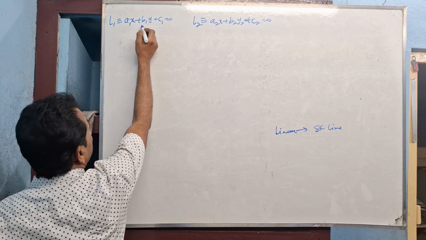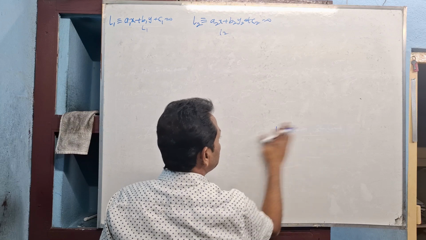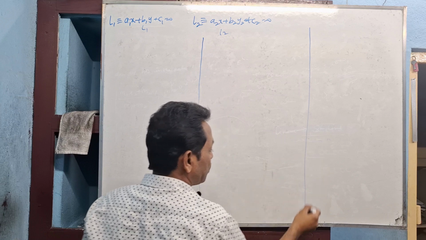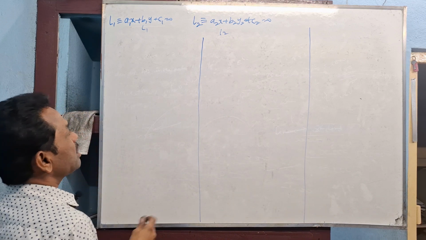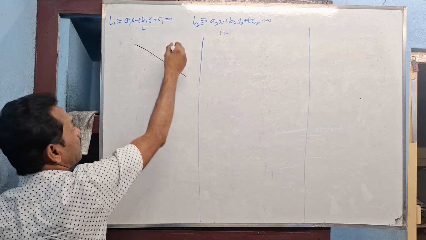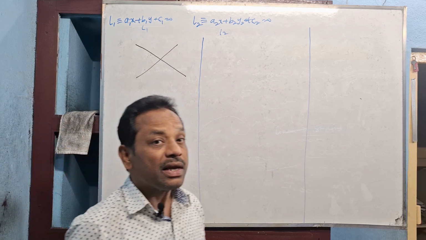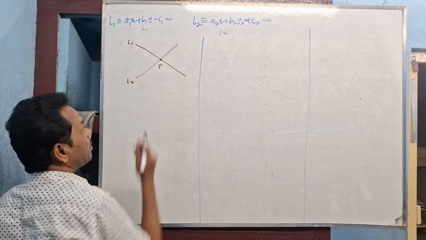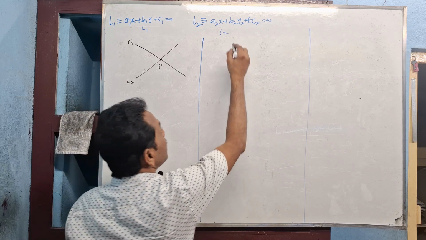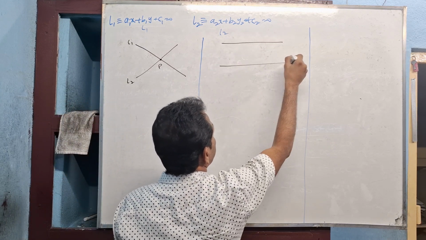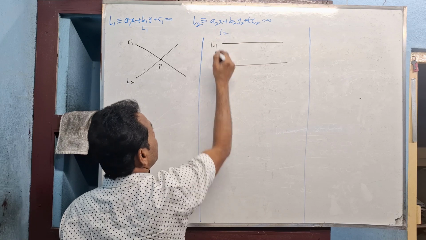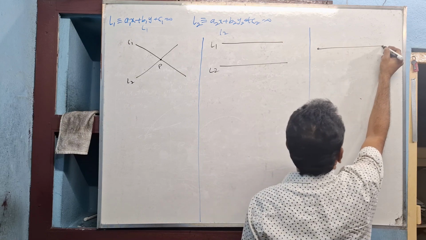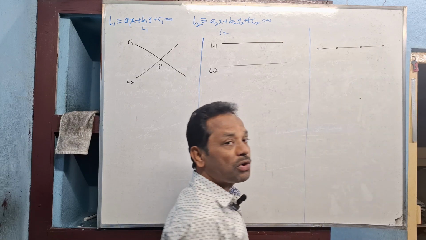That means we have two straight lines here, the first line and second line. If these two are straight lines, we have three possibilities. The two lines may be intersecting lines like this. If this is L1, L2, they are intersecting at one point P. They may be parallel lines like this; they never intersect. Or they may be like one line lying on the other line, that is coincident lines.